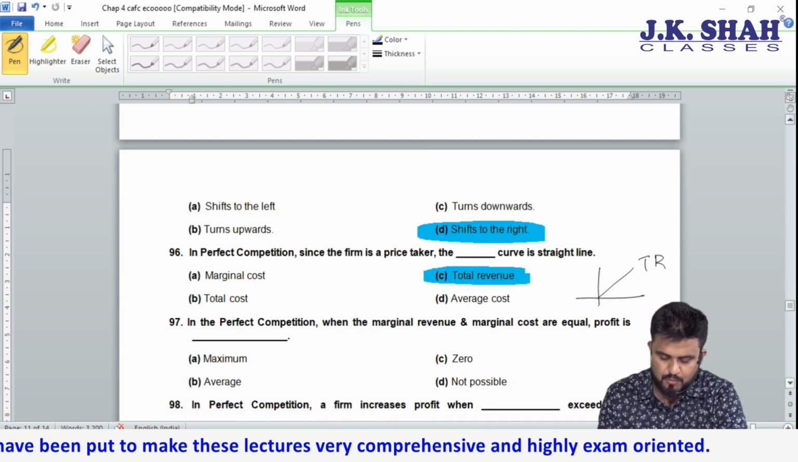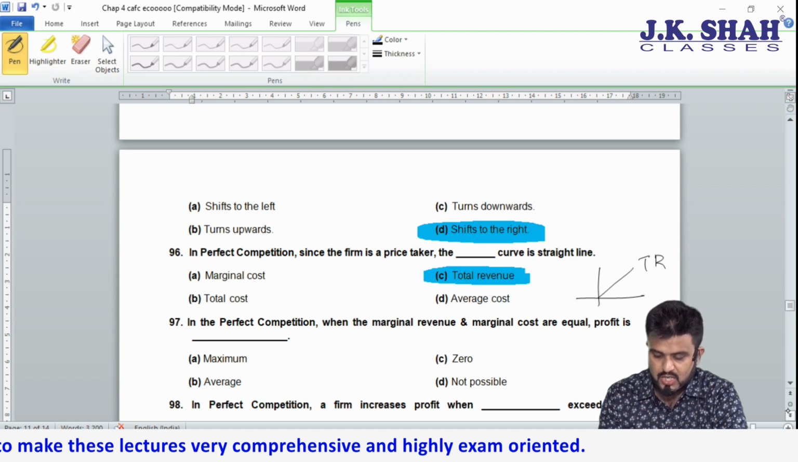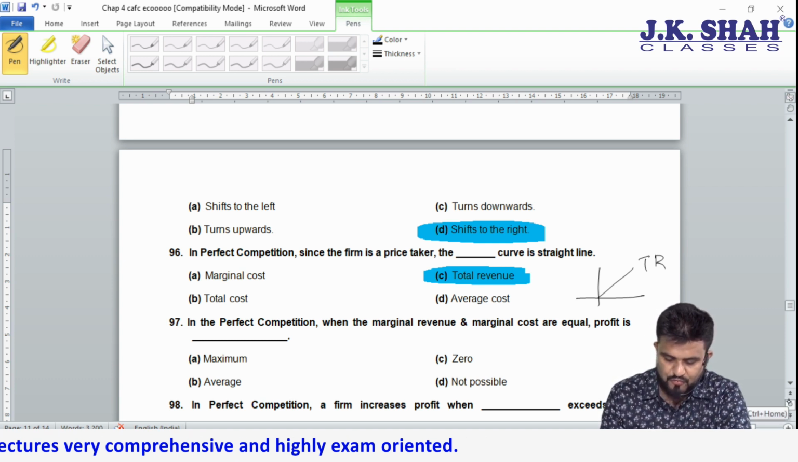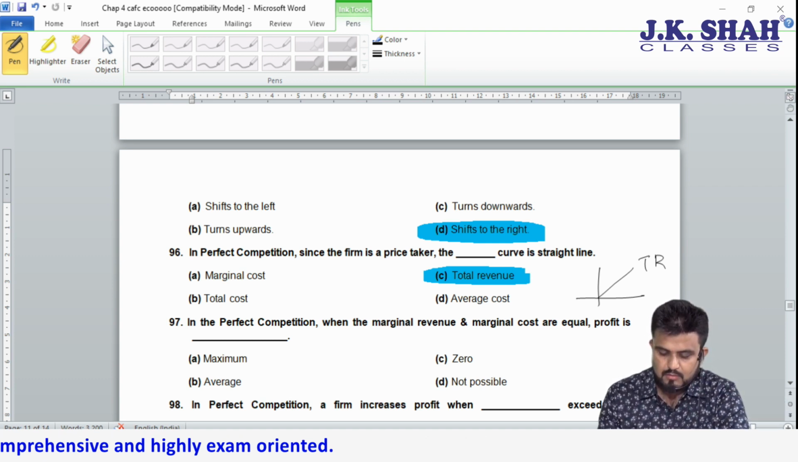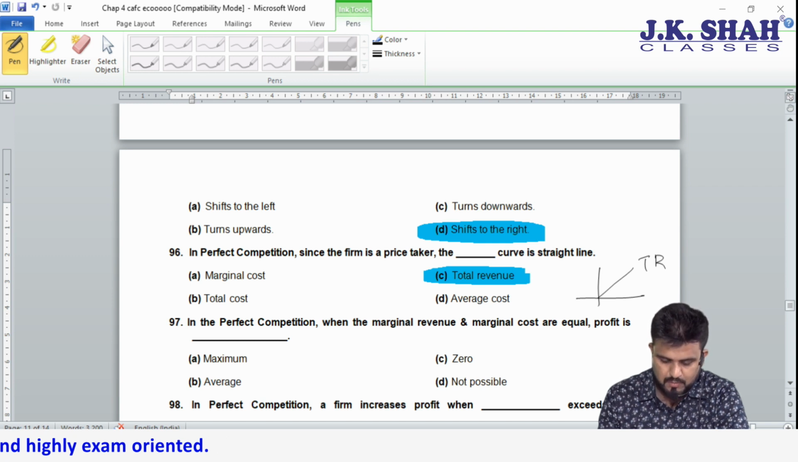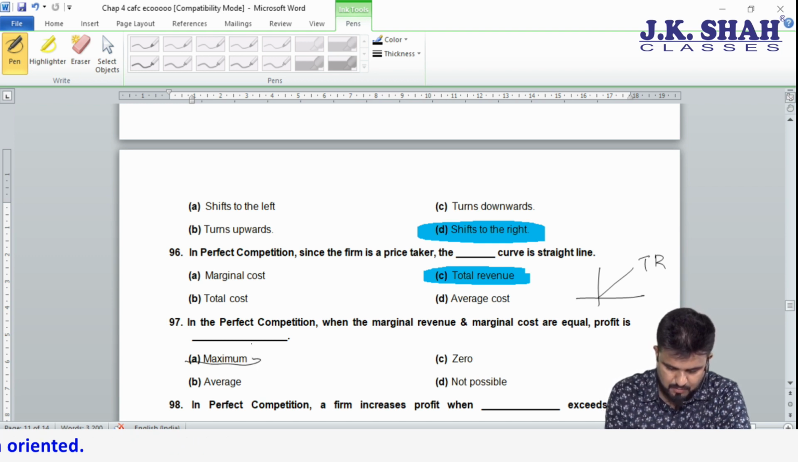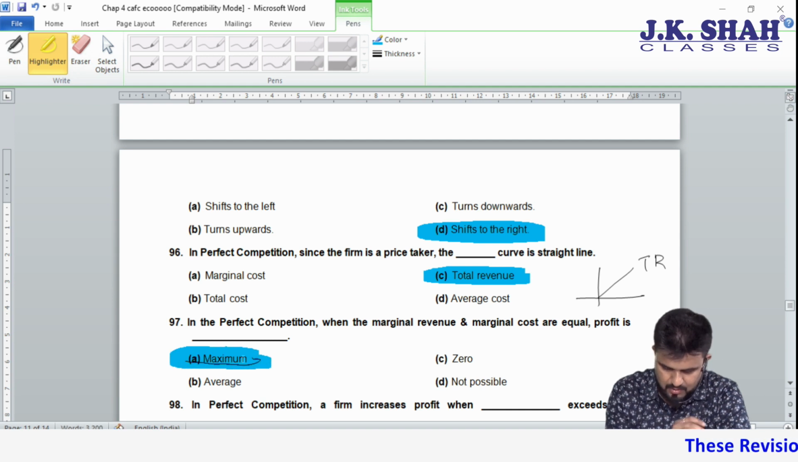Next, in perfect competition, when marginal revenue and marginal cost are equal, profit. MR equals MC, profit maximizing level. Please remember, maximum.